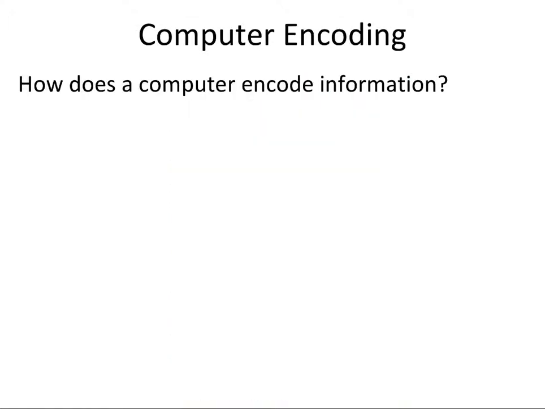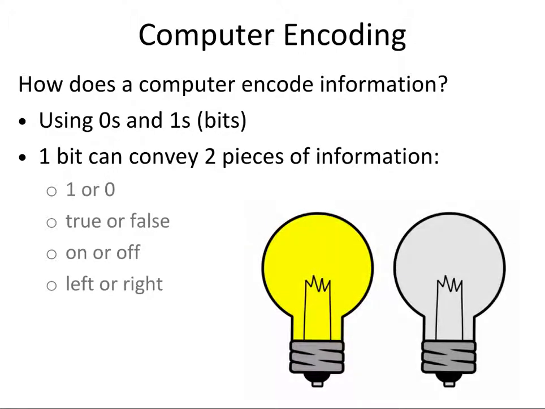What we're mostly concerned with is how a computer encodes information. And it encodes information using zeros and ones, also known as bits or binary digits. One bit can convey up to 2 pieces of information, a 1 or a 0, true or false, on or off, left or right. So a single bit can be used to represent 2 things, regardless of how you assign value to those 2 things, true or false, left or right, on or off.